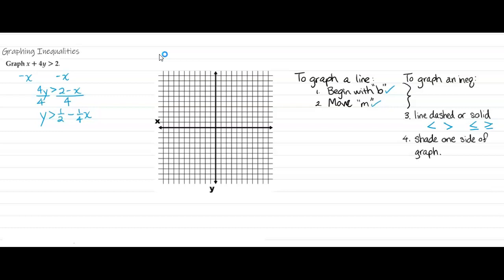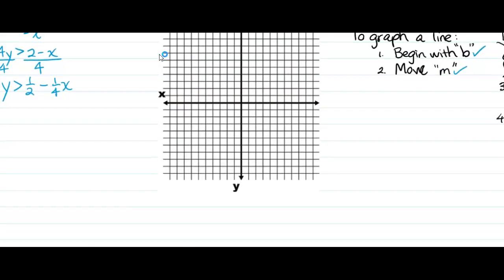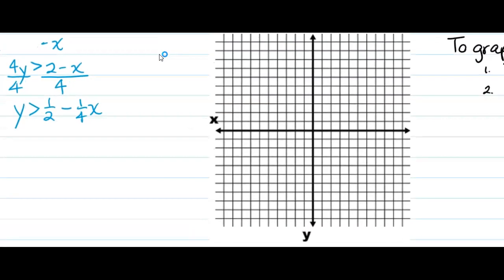Now we can begin. We want to begin at 1/2. So I need to make my graph a little bigger. 1/2, and I want to go up 1, down 1 because it's negative, right 4. Down 1, right 4. Or I could go up 1, left 4. That accomplishes the same thing.